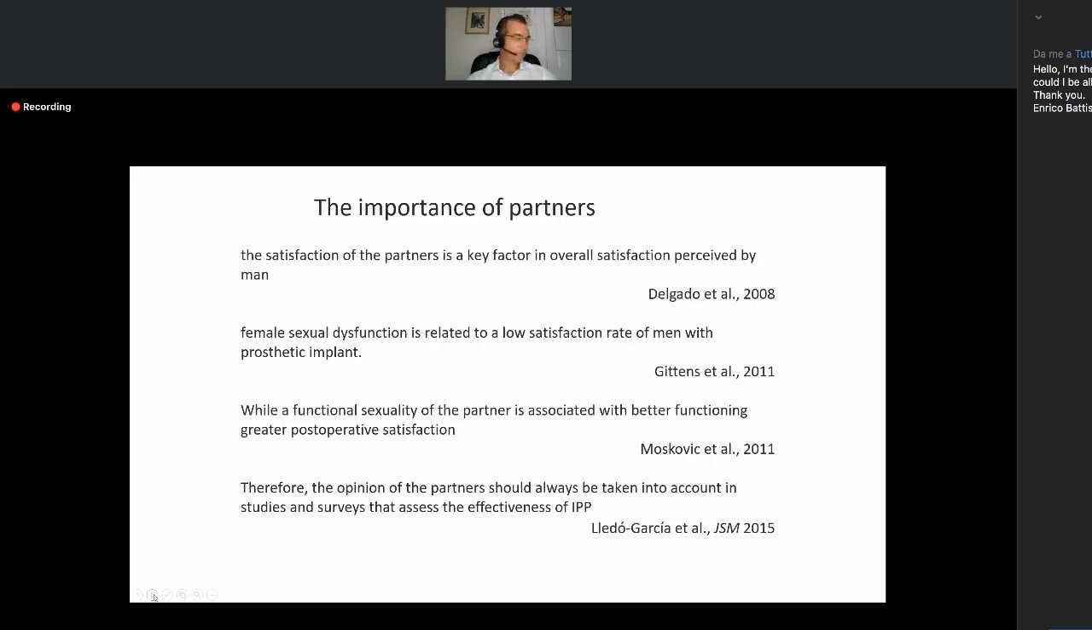It's very important, the satisfaction of the partners is a key factor in the overall satisfaction perceived by the man. Female sexual dysfunction is related to a low satisfaction rate of men with a prosthetic implant, while a functional sexuality of the partner is associated with better functioning and greater post-operative satisfaction. Therefore, the opinion of the partners should always be taken into account in studies and surveys that assess the effectiveness of penile implant. Next.